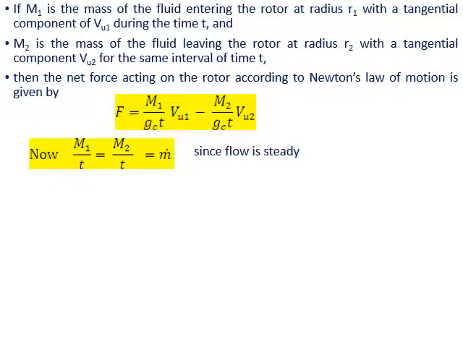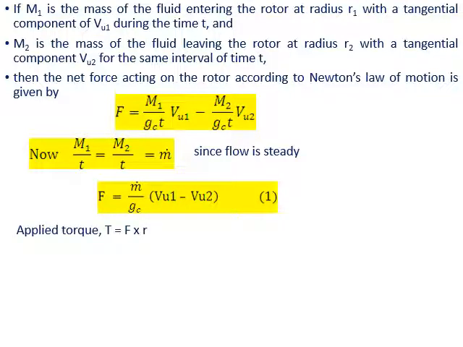Now m1 by time equals m2 by time is taken as m dot. That means the flow is steady through the turbo machine. The mass flow rate through the turbo machine is steady. For that reason it is taken as m dot. So according to this, the net force on the rotor is given by m dot by gc into Vu1 minus Vu2. This expression is taken as equation number 1.